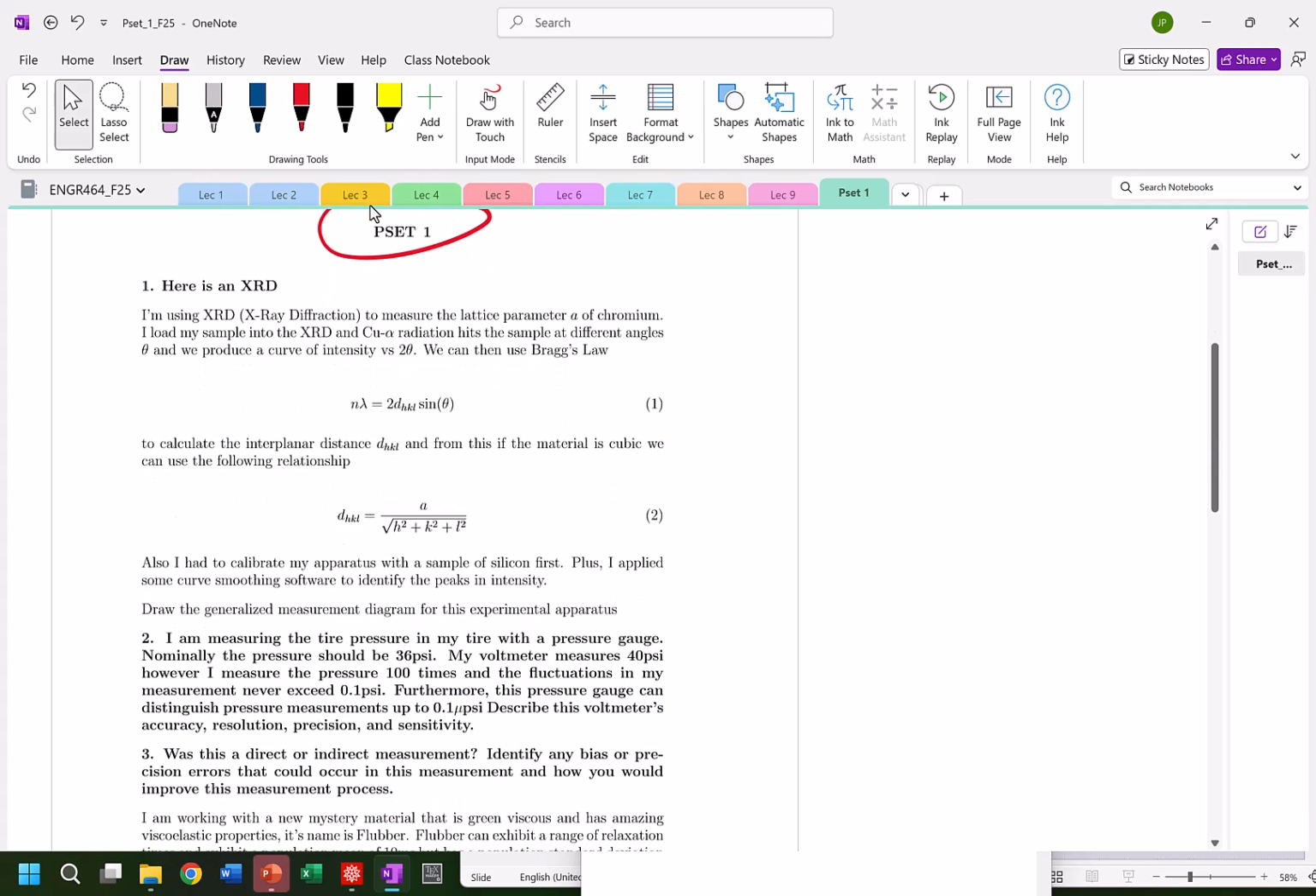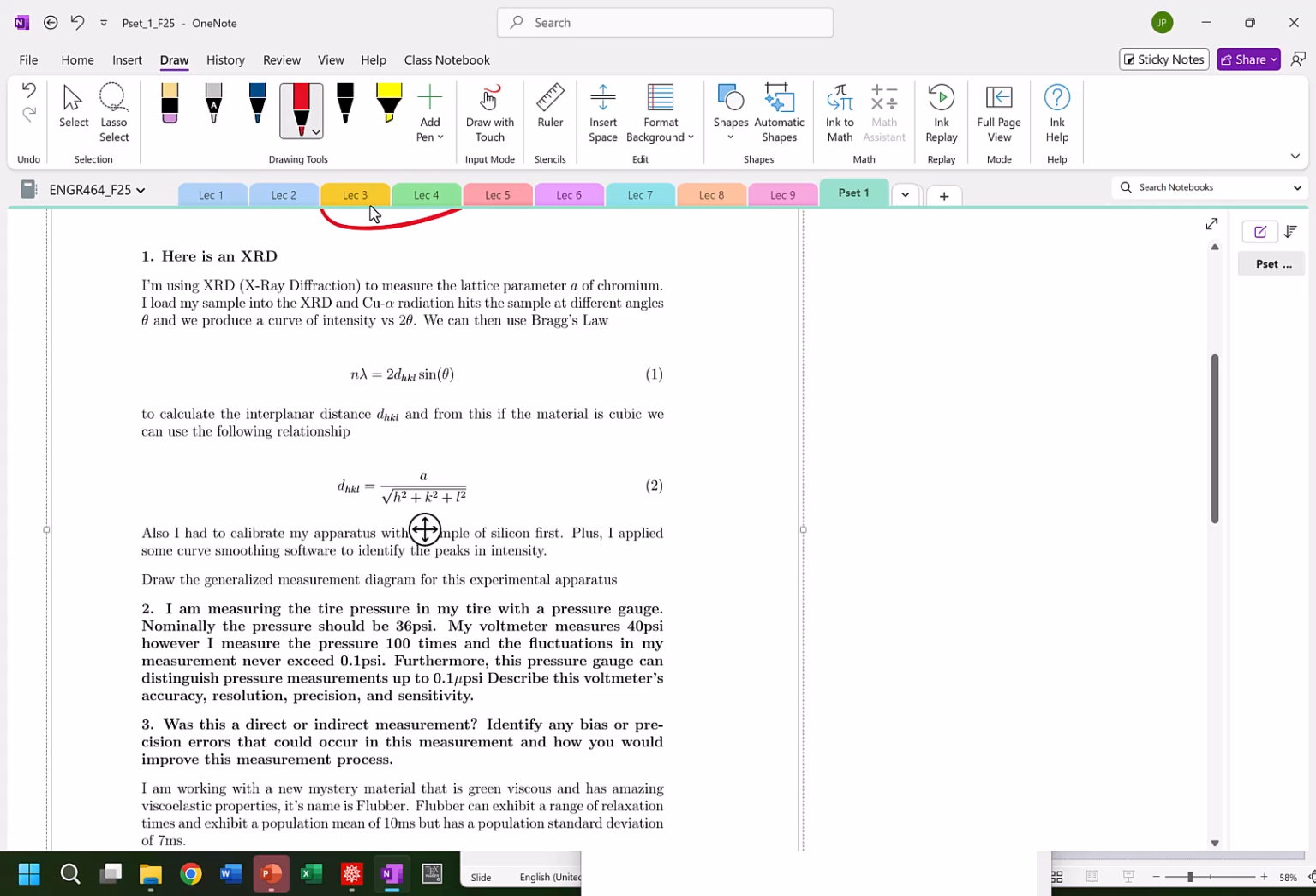So I'm using an XRD, I'm measuring the lattice parameter A of chromium. I'm going to load my sample into an XRD, copper alpha radiation, hit the sample at different angles. We produce an intensity versus 2 theta curve. We can use Bragg's law to calculate these interplanar distances if the material is cubic. I calibrate my apparatus with a silicon sample, and had to use some curve drawing software to identify peaks from the intensity.